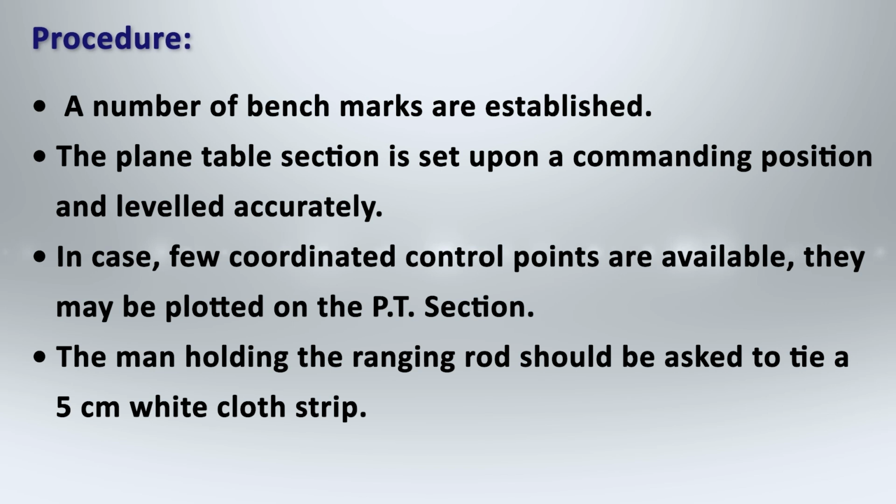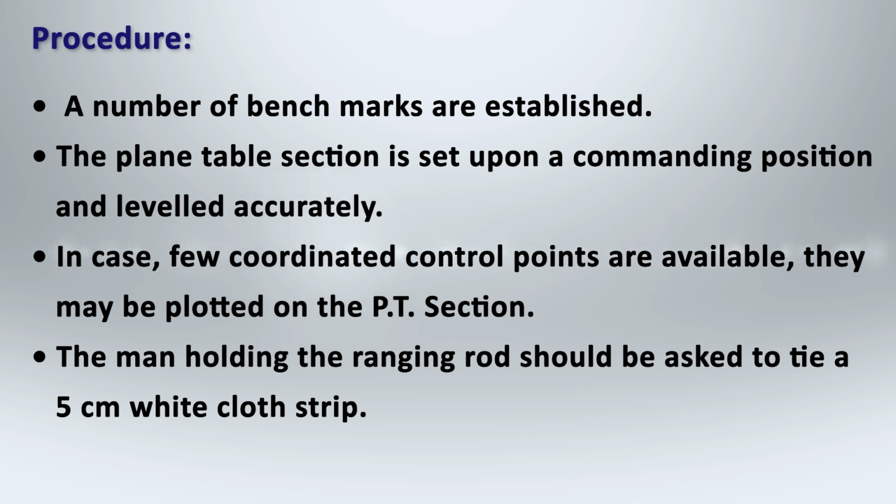Place an Indian tangent clinometer on the top of the plane table and level it carefully by its leveling screw. Sight through the eye hole of the clinometer a ranging rod held vertically on the nearby benchmark. The man holding the ranging rod should be asked to tie a 5 cm white cloth strip round the rod and slide it up and down till the clinometer reading becomes 0 for the upper edge of the cloth strip. The exact height of the cloth strip above the benchmark is measured with a tape.